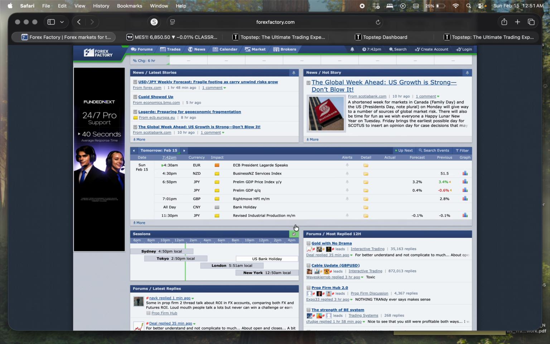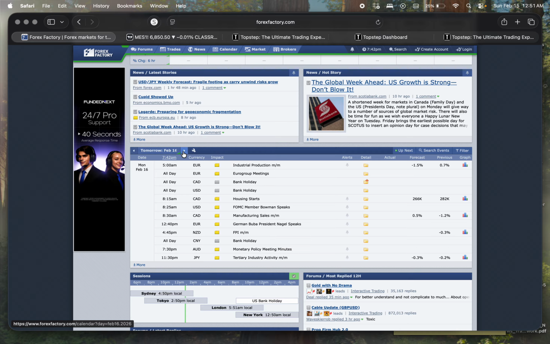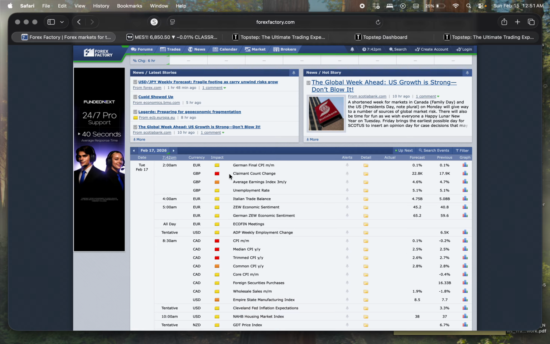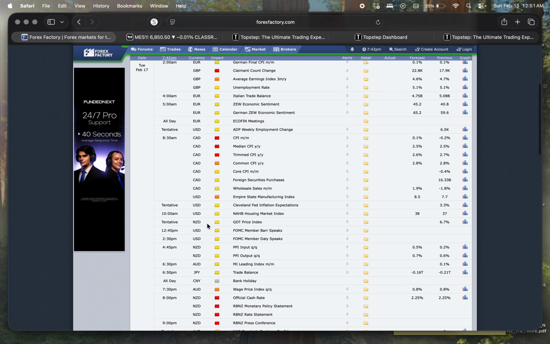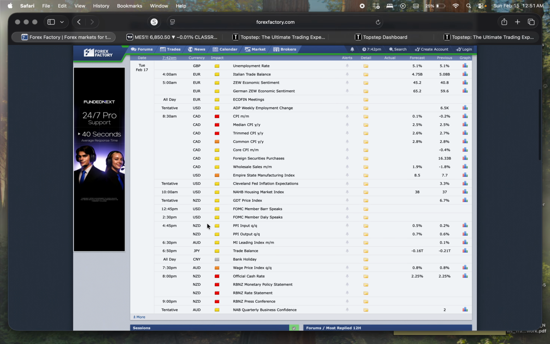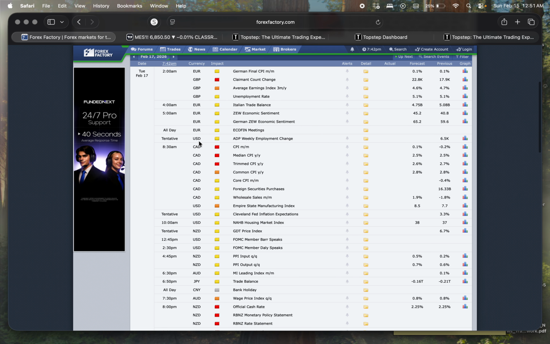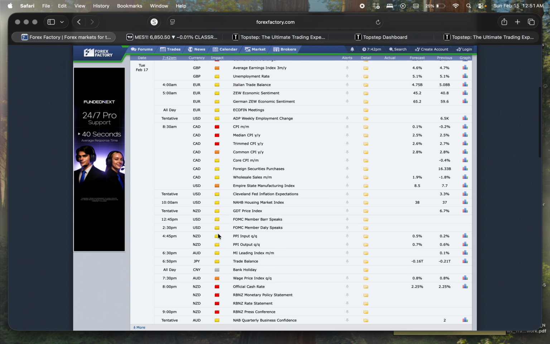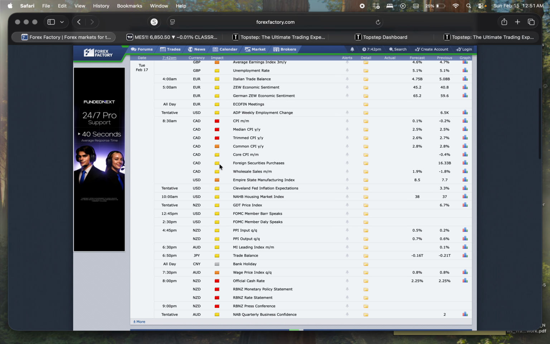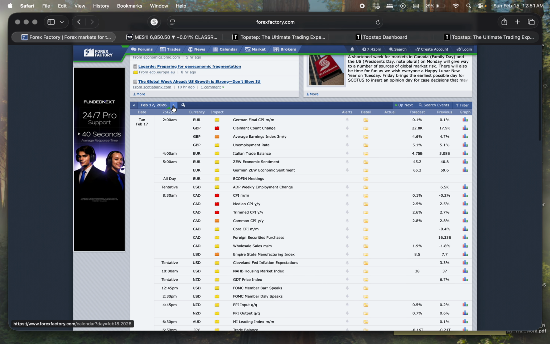We don't need to interpret anything about this. All we need to know is that when I see a red folder next to a USD, I need to be mindful not to enter into that trade. That's all. So, when I scroll down and I'm looking at Monday next week, I don't see any USD news that's red folder. All the red folders are New Zealand and Canada. I don't know what they've got going on.